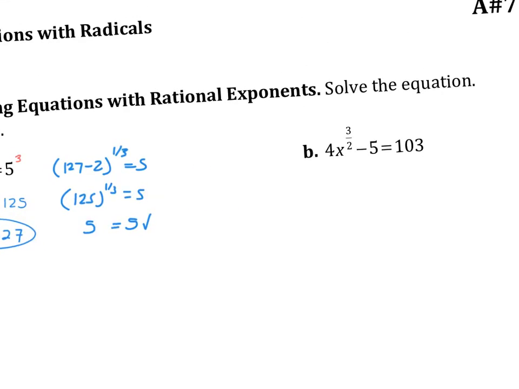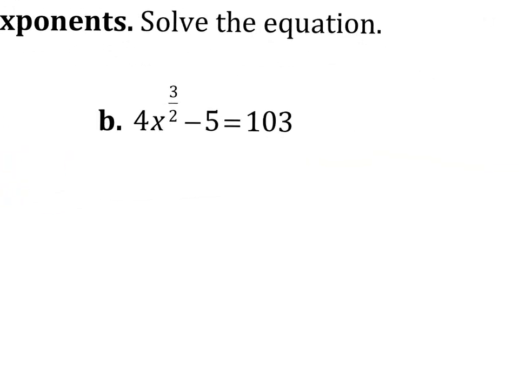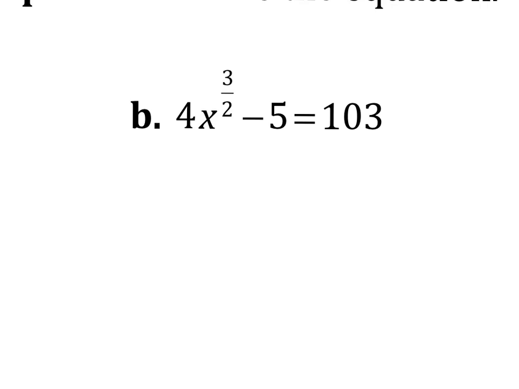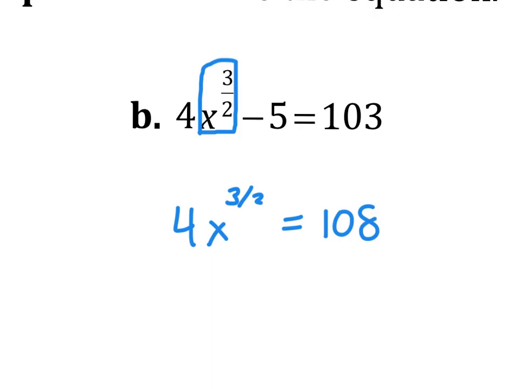The last problem we're going to look at for today, instead of having all parentheses, now we have to isolate first. So I do need to get rid of everything that's around this so I can inverse the exponent. So notice I have a times 4 and I have a minus 5. So first I'm going to add 5 to both sides. So we end up getting 108. Now I'm going to divide by 4 and end up with 27.